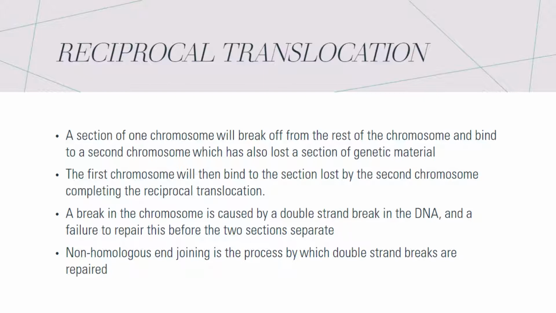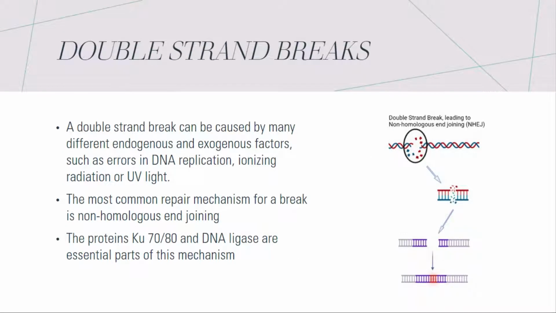A reciprocal translocation occurs after a double-strand break arises in the DNA. If this break is not repaired fast enough, the two chromosomal sections can drift apart, leading to the translocation. When the sections of the chromosomes finally come into contact, they bind when the double-strand break is repaired via a mechanism known as non-homologous end joining.